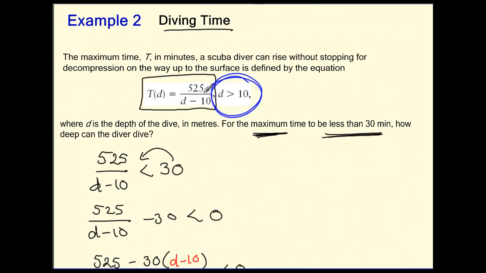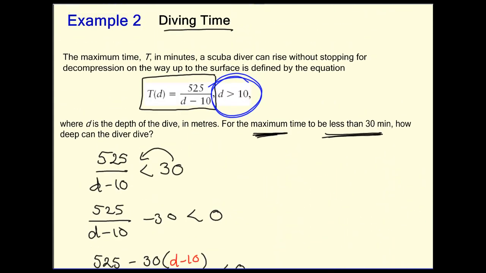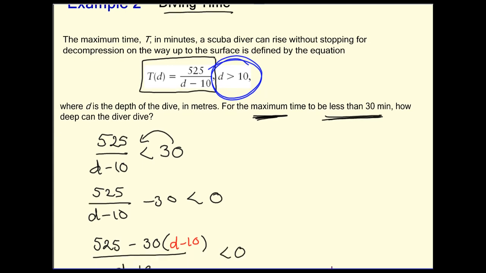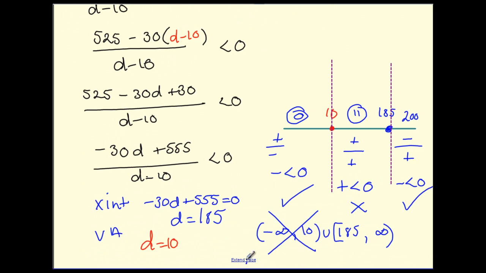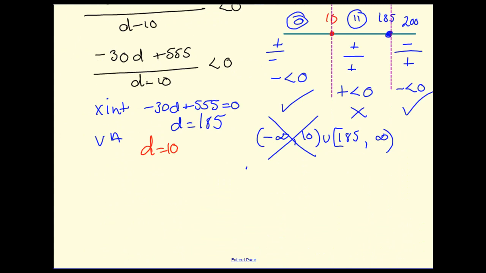So then that is my solution to the rational, but now I need to go back up and look at the question. It says D has to be greater than 10. Well, that eliminates this portion of my solution. And so the only portion that is correct is basically when we solve for D, and D is 185 meters. So when we're answering the question, for the maximum time to be less than 30 minutes, how deep can the diver dive? Our answer would be 185 meters.